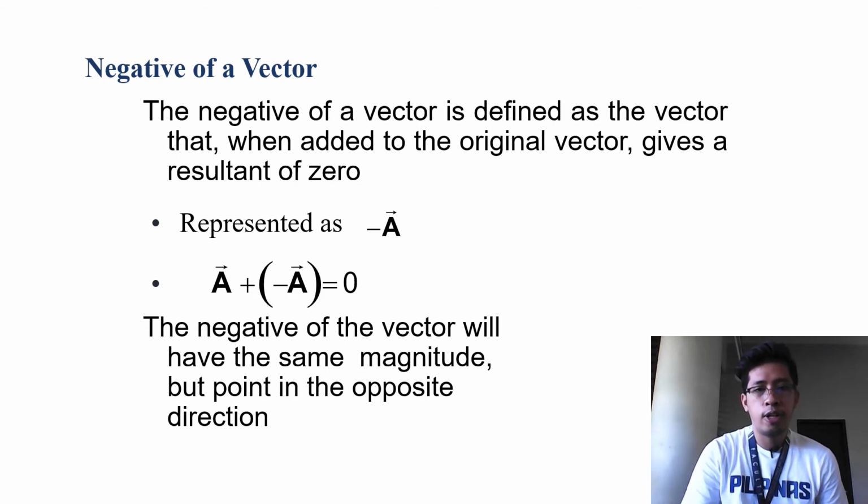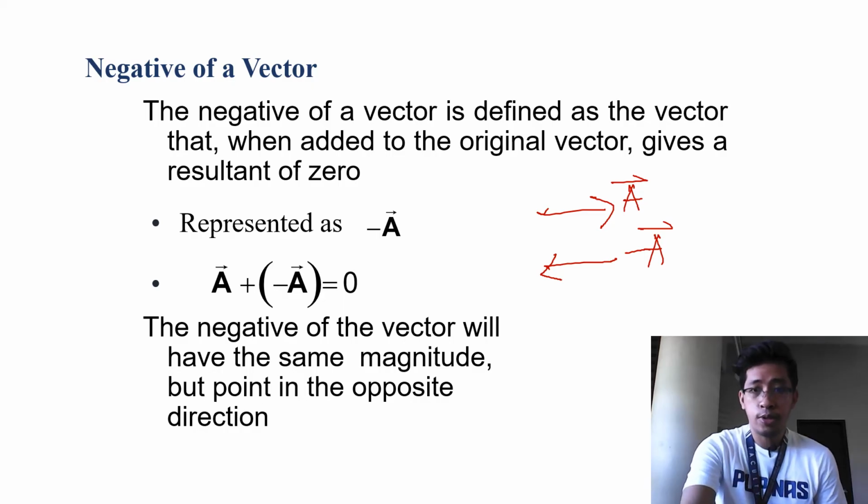Say for example, if this is your vector A here, your negative vector A is of the same magnitude but it points towards the opposite direction.